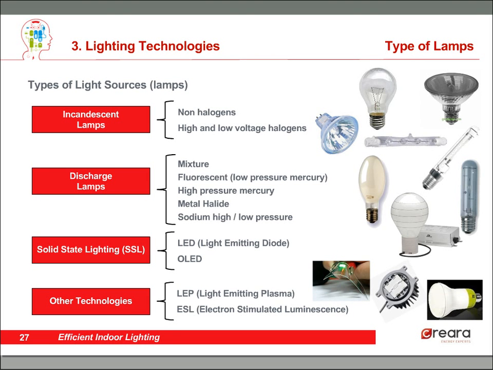And finally, the third family would be LEDs, light emitting diodes, and organic LEDs that are used especially for TVs. We have, of course, other lighting technologies, but those are less common. We have LEP, light emitting plasma, and ESL, electron stimulated luminescence.